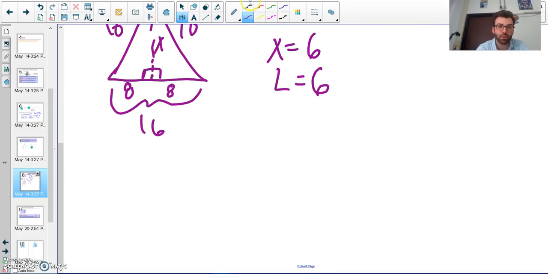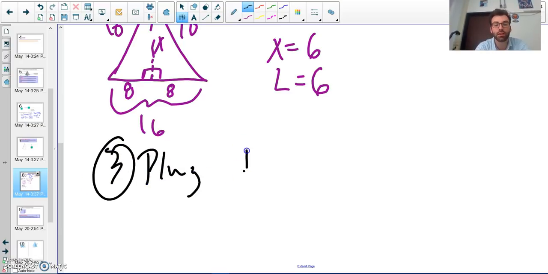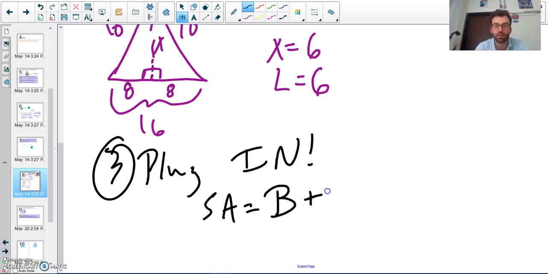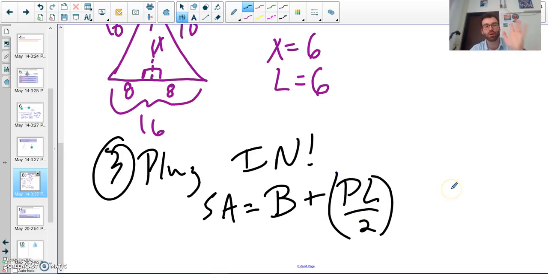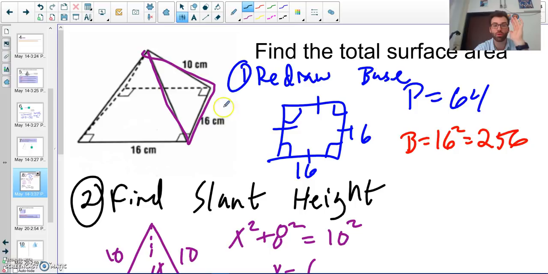Final step, plug in what you know. Surface area equals capital B plus P L over 2. Let's pause for a second here. In a prism, it's 2B. Here, it's only 1. That makes sense because if you look at this picture, there's only one base. There aren't multiple bases.